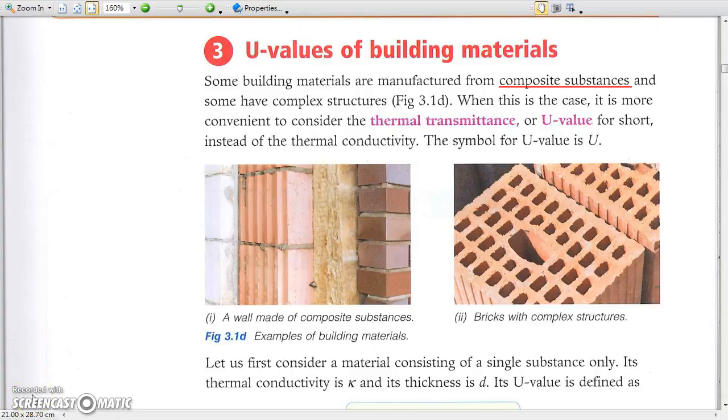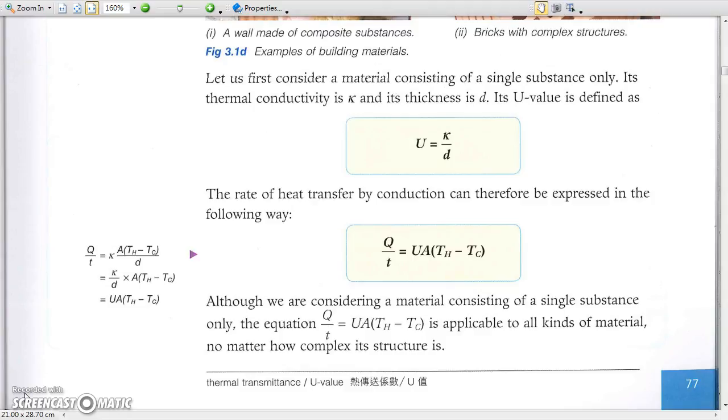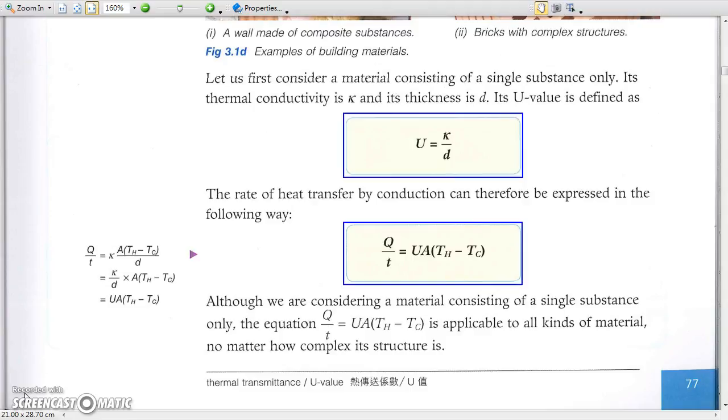As the constituent materials may interact in some ways at the molecular level, the individual thermal conductivities are not applicable, but thermal transmittance or U value is used. U value of a pure material, which may be a composite material, is given by U equals kappa over T, so that the rate of heat transfer Q over T becomes Q over T equals UA multiplied with the temperature difference.